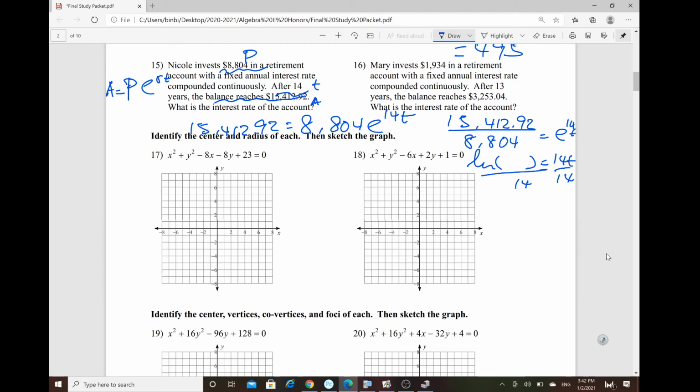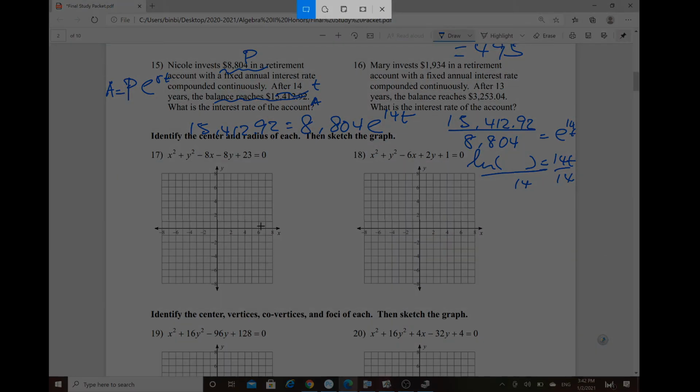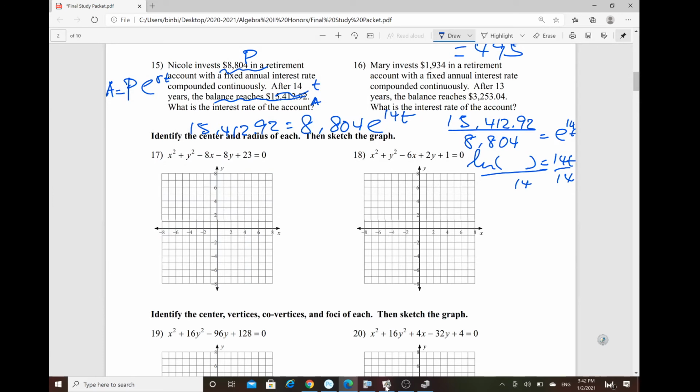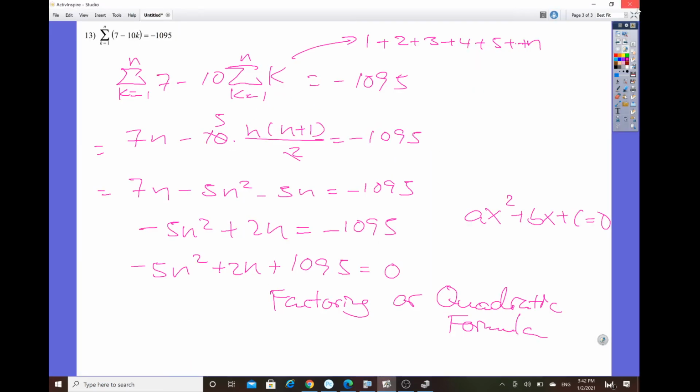Okay, let me just snip this one. Okay, so again, let me just put it into the new slide.